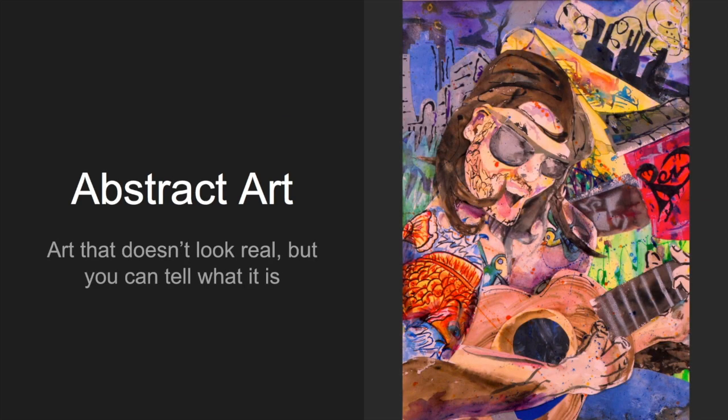The next is abstract. Abstract is art that doesn't look real, but you can tell what it is. The portrait on the right is of a friend of mine named Todd Jones, and I completed this work myself in 2009. Again, you can tell he has a guitar, you can tell it's a dude, you can tell there's a city behind him, but it doesn't look real.